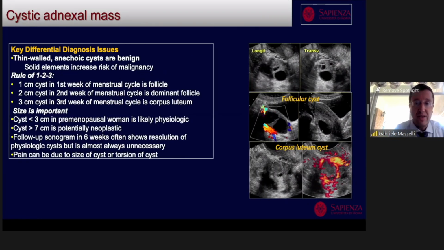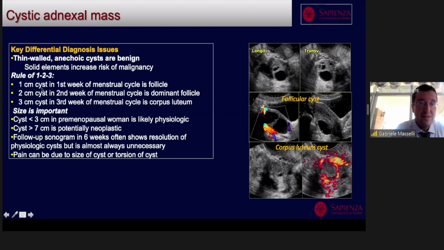The key differential diagnosis issue to differentiate benign from malignant using ultrasound is first to assess the thickness of the wall. If you see a thin wall and a pure anechoic content in the cyst, you are confident with a benign lesion. The presence of solid elements increases the risk of malignancy. There is the rule of 1 to 3.